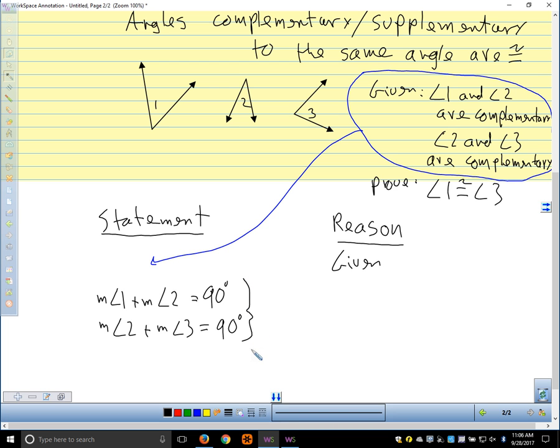And our reason there, isn't that what complementary means? That they add up to 90 degrees? Yeah. That's going to be the definition of complementary. Complementary means their measures add up to 90 degrees.